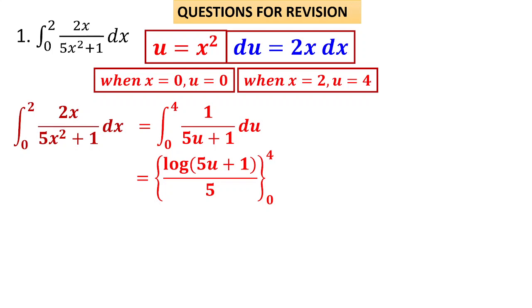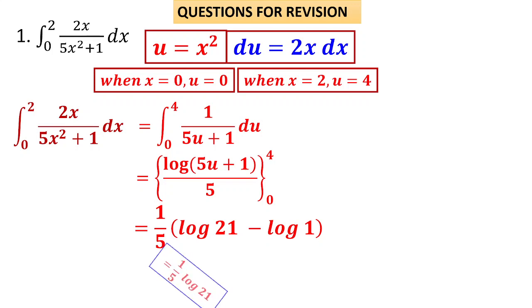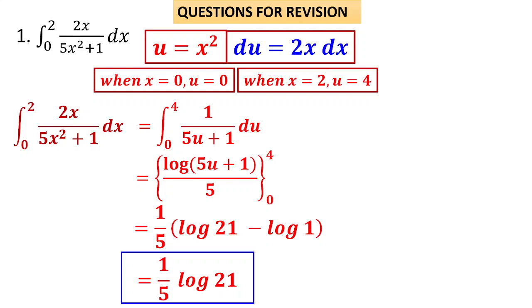When I put 4, it will become log of 5 into 4, 20 plus 1, 21. When I put 0, it will become log 1. All of you know that log 1 is 0. For the final answer, 1 by 5 into log 21. Please see the technique. We are doing the substitution, changing the limits, the lower limit and the upper limit. Then we are doing the problem just like a problem of indefinite integral.